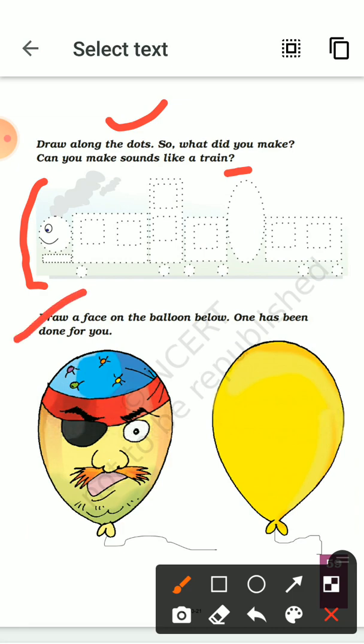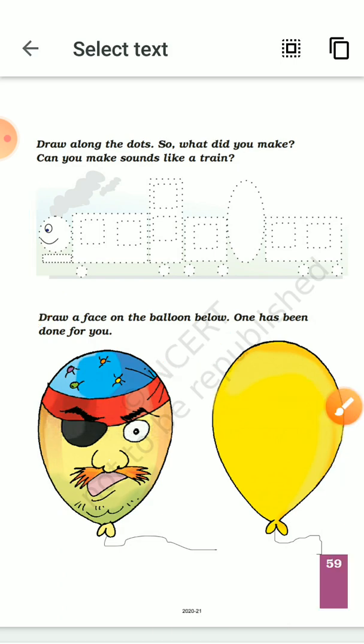Next, draw a face on the balloon below. One has been done for you. This balloon is done for us. Already a face is drawn here. Now, our work is we have to draw a face on this balloon. So, take your pencil and colors and make a beautiful face on this balloon.